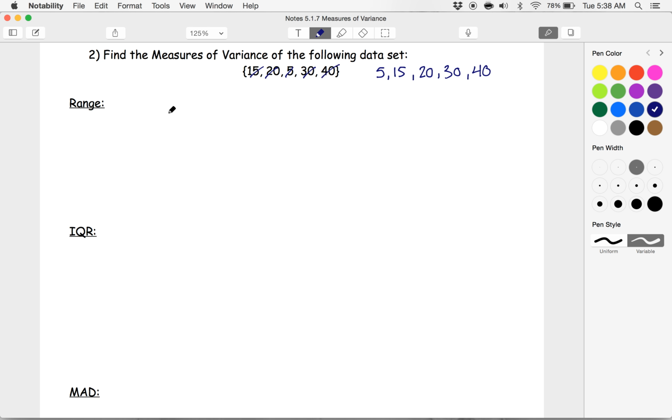Okay, range, I'm going to take my largest number and subtract my smallest number. So this is my largest minus my smallest. So it looks like my range is equal to 35.